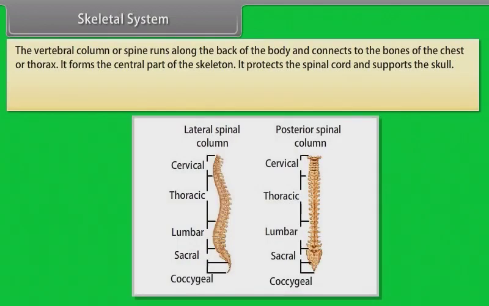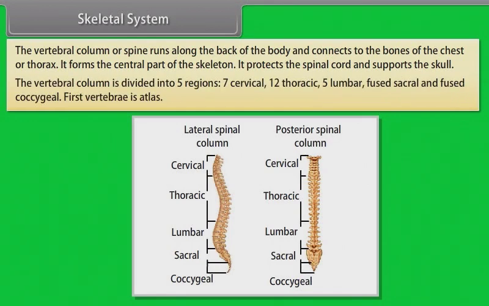The vertebral column or spine runs along the back of the body and connects to the bones of the chest or thorax. It forms the central part of the skeleton. It protects the spinal cord and supports the skull. The vertebral column is divided into 5 regions: 7 cervical, 12 thoracic, 5 lumbar, fused sacral, and fused coccygeal.